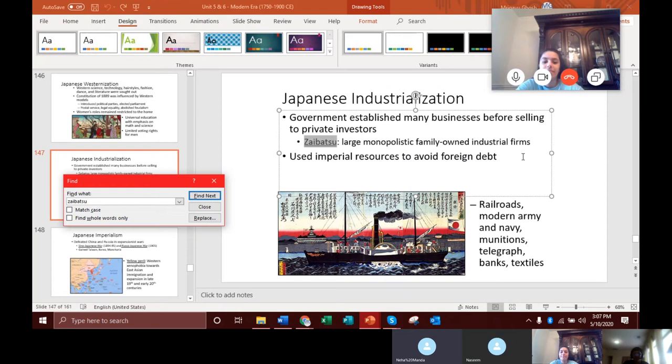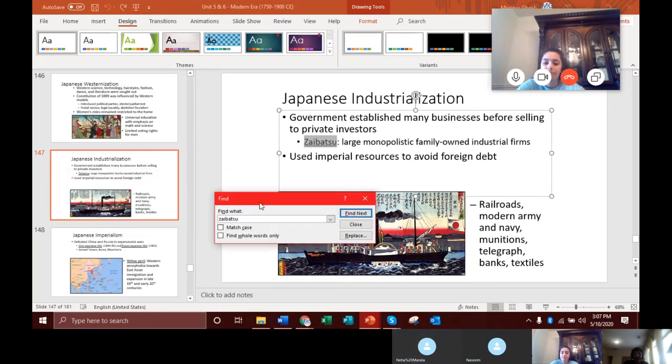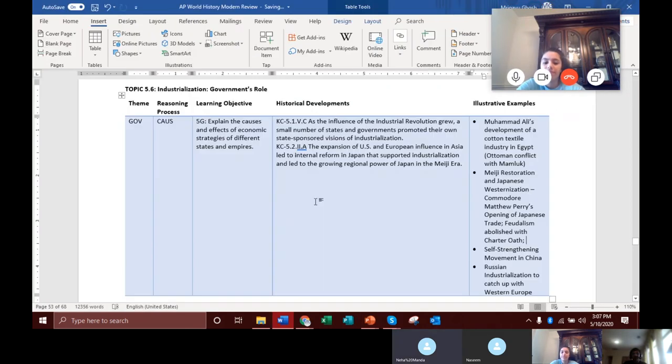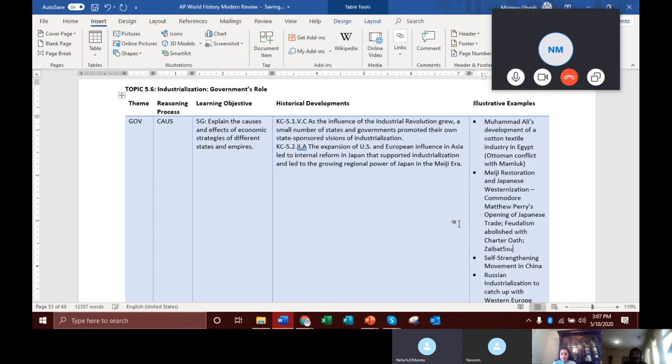So, did these Zaibatsu develop, or did they get destroyed? They developed. Oh, they developed during this industrialization? Yeah, because they were industrial firms. Oh, yeah, duh. Sorry. Zaibatsu, monopolistic industrial firms. Yeah. We love capitalism.